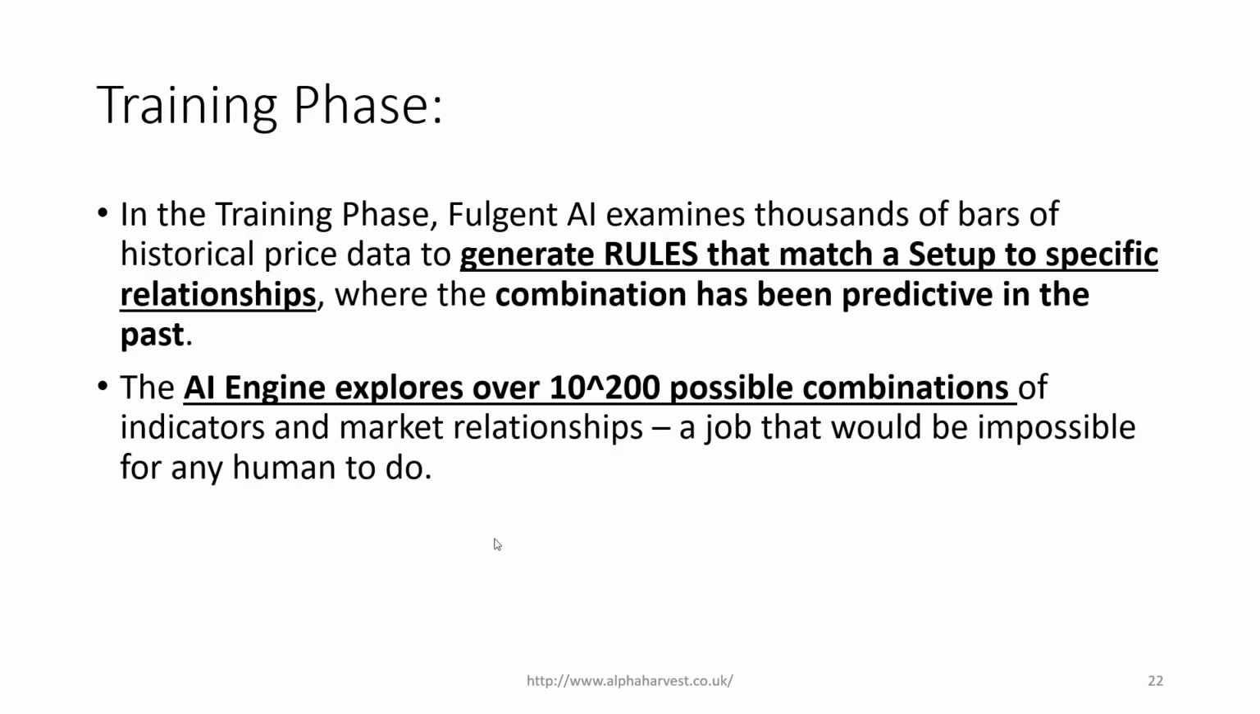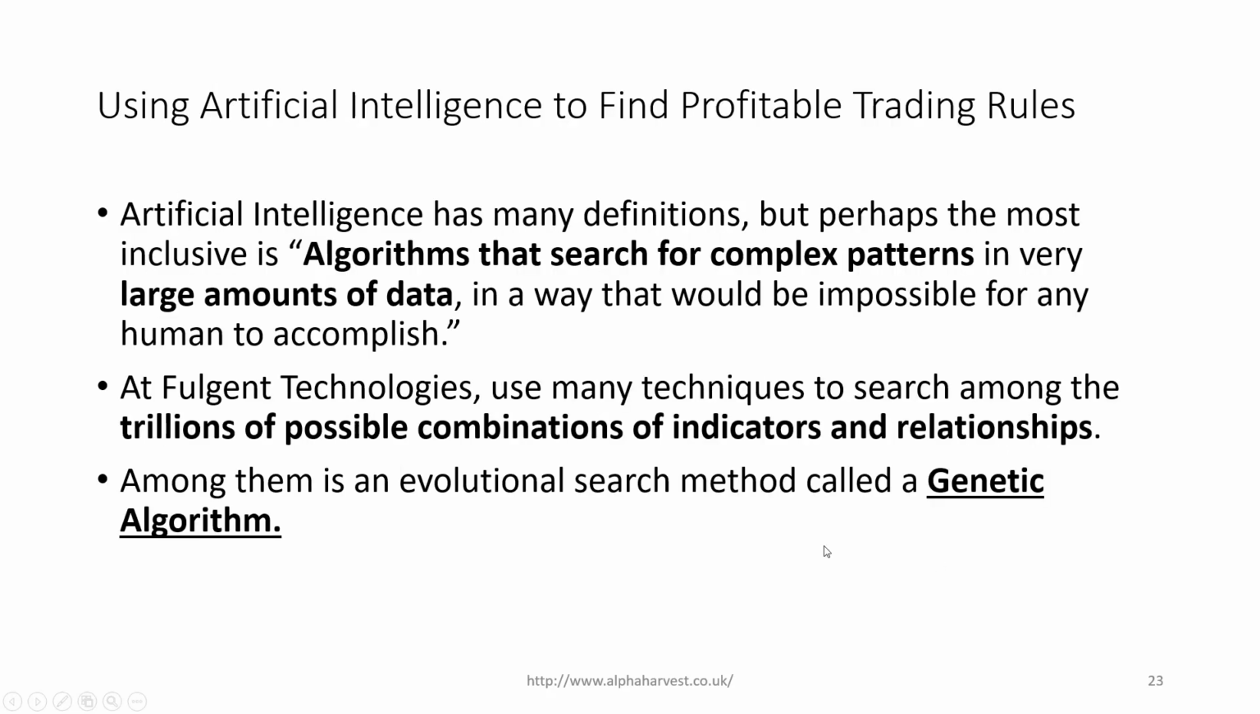The AI engine explores 10 to the power of 200 different possible combinations of indicators and market relationships. Now, this is a job that's just impossible for a human to do. Artificial intelligence has many definitions, but perhaps the most inclusive one is algorithms that search for complex patterns in very large amounts of data. Fulgent Technologies, which is the main force behind the Fulgent engine, uses many techniques to search among the trillions of possible combinations of indicators and relationships, and among them is an initial search method called the genetic algorithm.